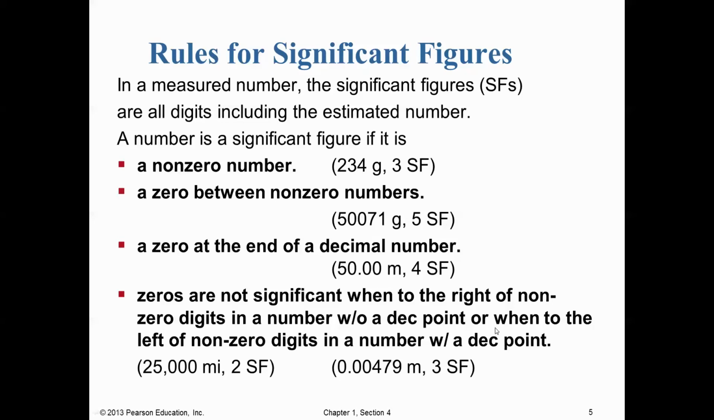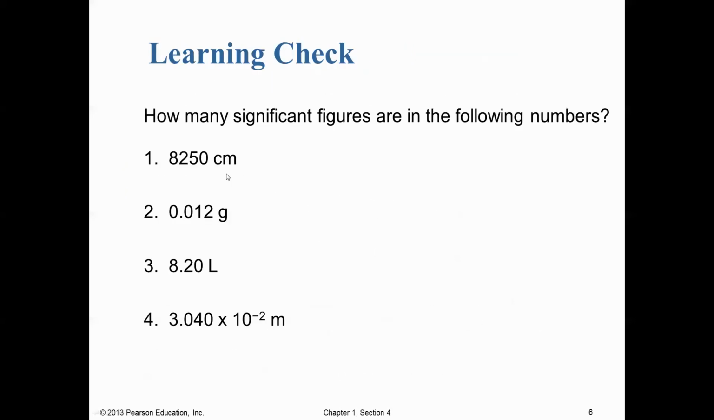Let's attempt to determine how many significant figures are in some numbers. In this number right here, 8,250, we actually have 3 significant digits present. We have 3 non-zero digits, and our 0 right here is to the right of non-zero digits in a decimal number, and therefore it is not significant.